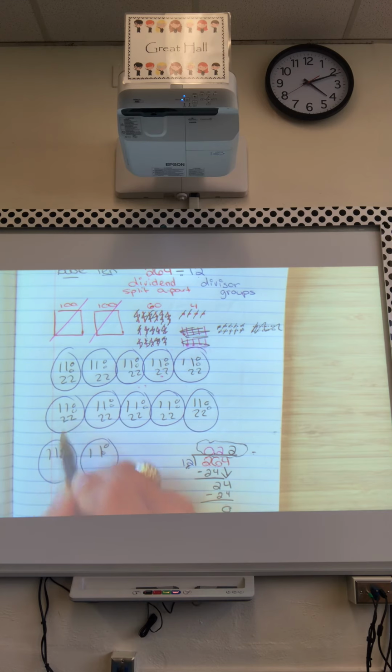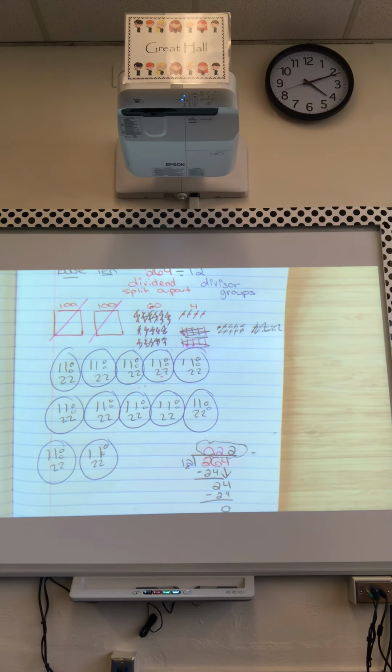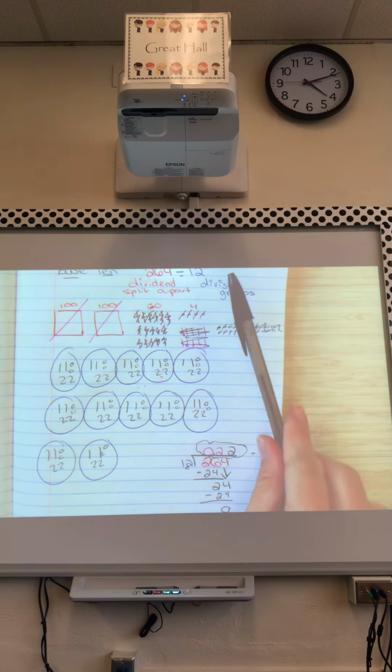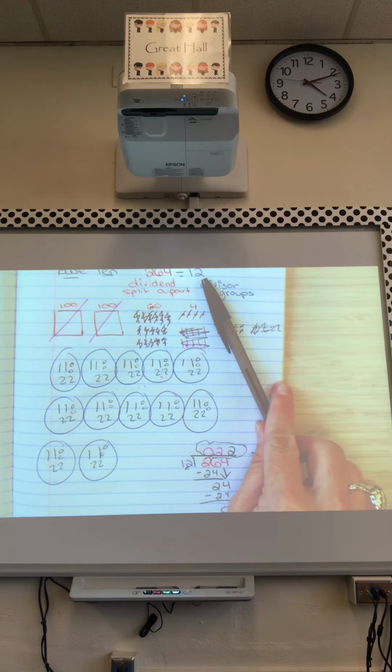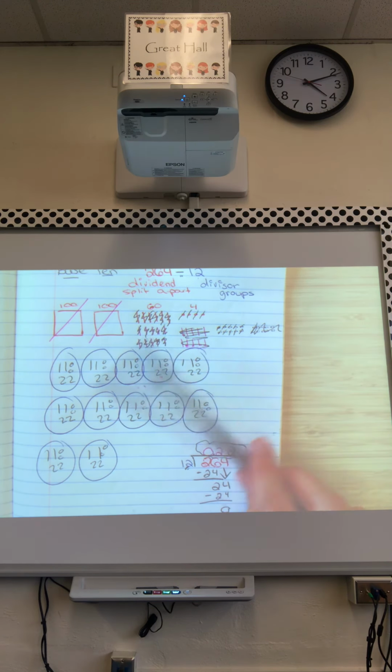You take your dividend, draw it out in base 10, then draw circles to represent your groups of your divisor, and distribute each of them out until you have none left.